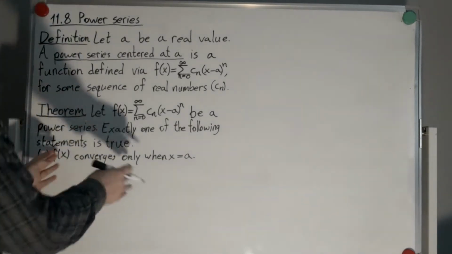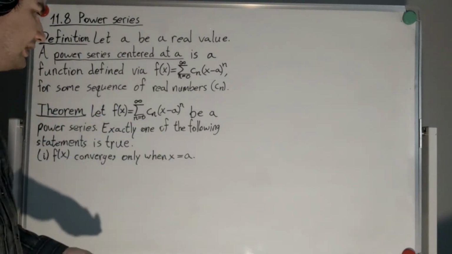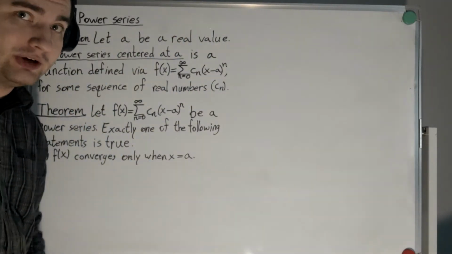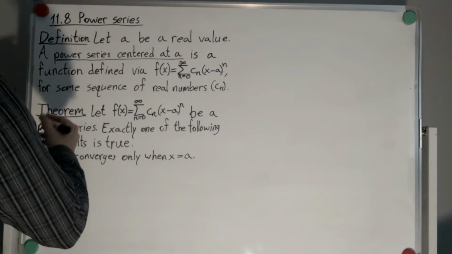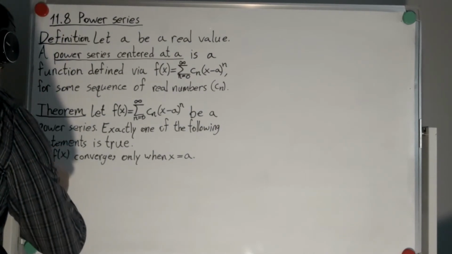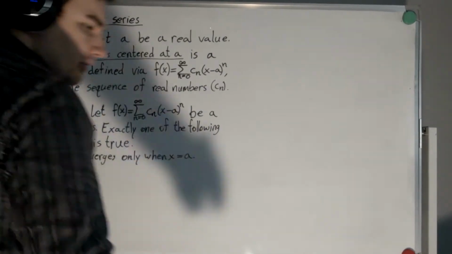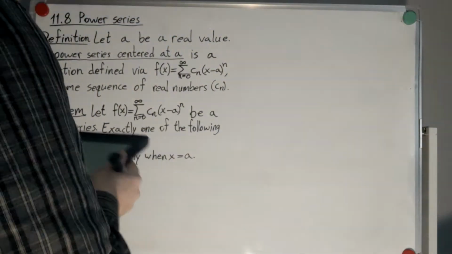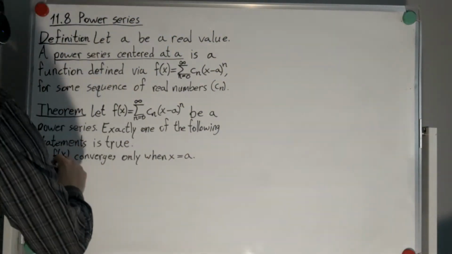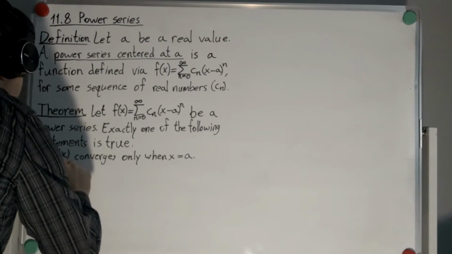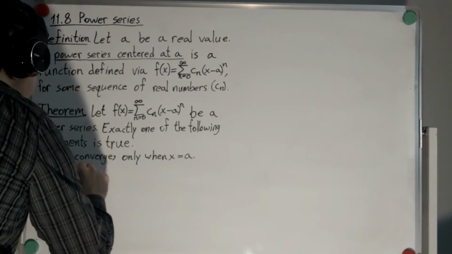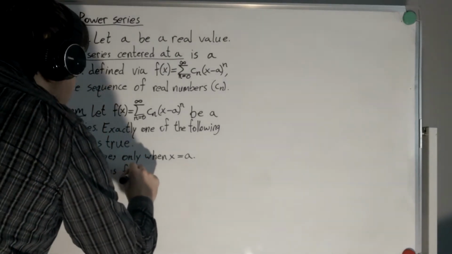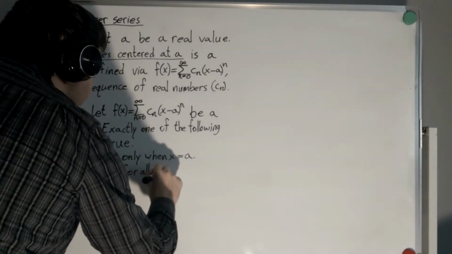Anyway, so it's possible that f converges only when x equals a, in which case all of these terms are 0 except for the n equals 0 term. Okay, that's not a very interesting case. More interesting would be if f converges for all real x.